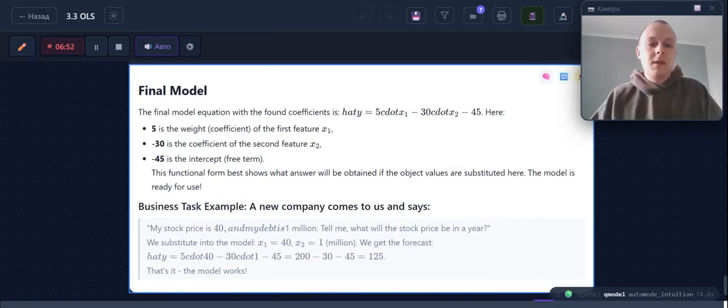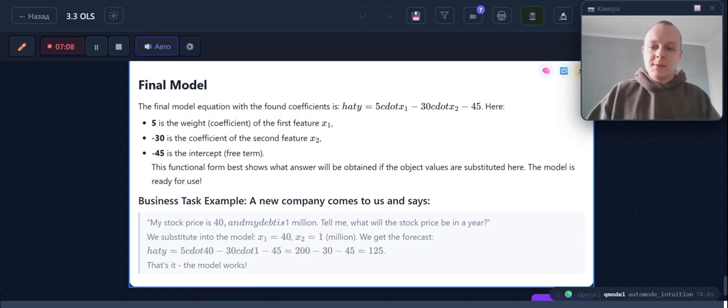So this is the kind of final result that we would like to see, as our model can predict values. For example: my stock price is 40 and my debt is 1 million. Tell me what the price will be next year. So we substitute x1 equals 40, x2 equals 1 million, and we get a forecast that equals 125. So this is how our model works.